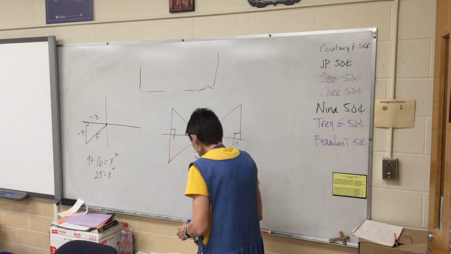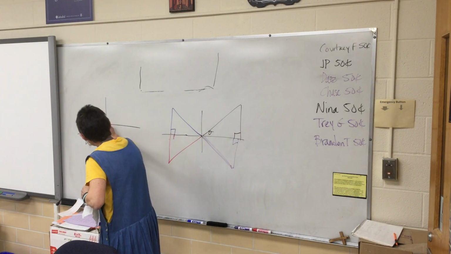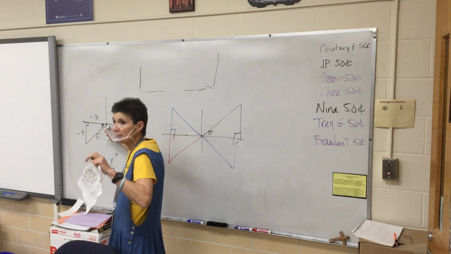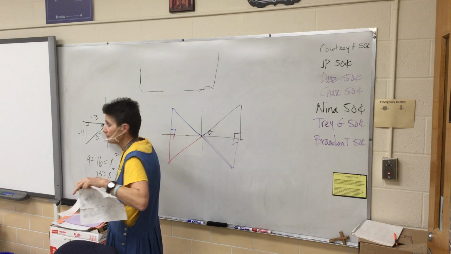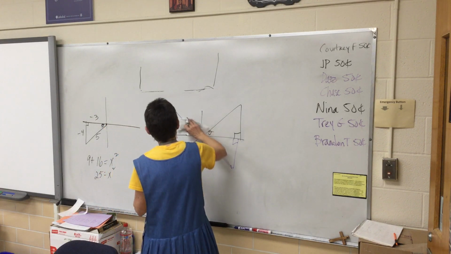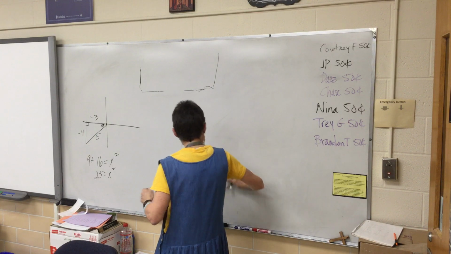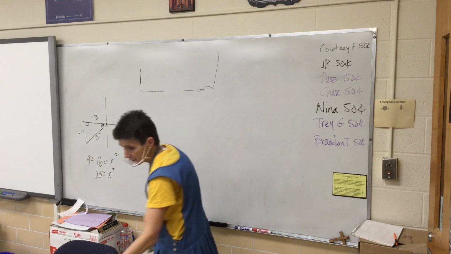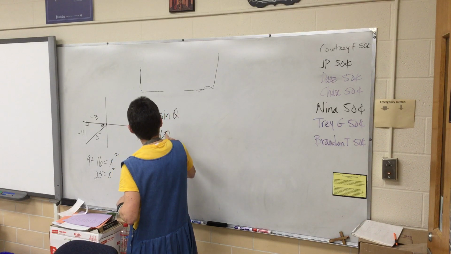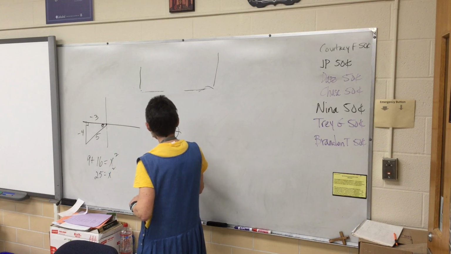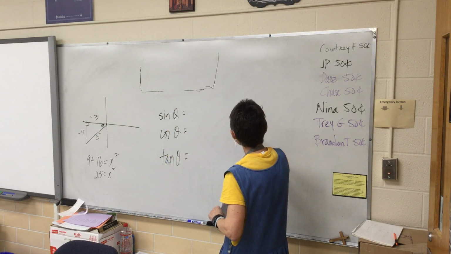Okay, so there's my triangle. Here is my theta, right here at the origin. Theta is always the angle at the origin. So now you should be able to fill in your functions. So sine, cosine, tangent. And there's no radicals in this one, so it should be easy. And then cosecant, secant, and cotangent.